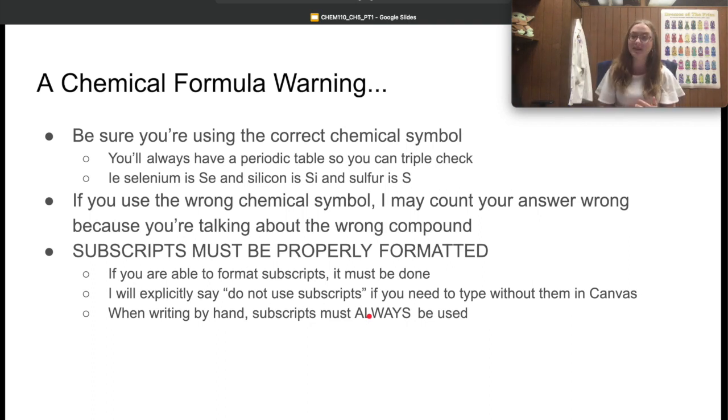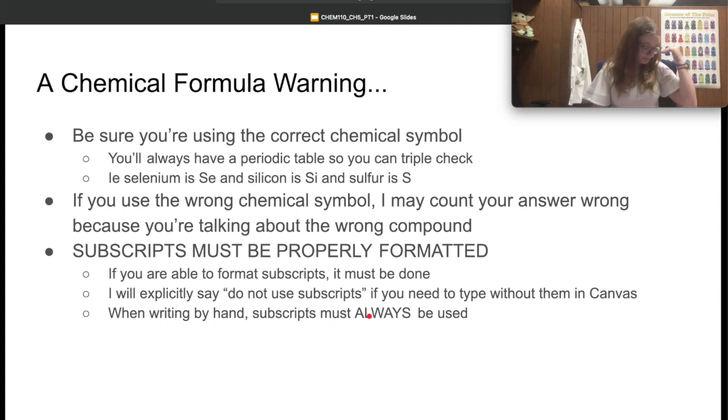I want to say this as well, just to make it explicitly clear. If you use the wrong chemical symbol, I may count your answer wrong because I'm not sure what you're talking about, or you're talking about the wrong compound, okay? So maybe you get a little mixed up and you write capital S, lowercase l for silicon for some reason. I'm not going to know what you're talking about, so there's a chance that your answer is going to be counted wrong. So that's why it's so important that you can use the periodic table to go back and forth between these things so that you know exactly what you're talking about and you can tell me exactly what you're talking about in the end, or whoever is reading your work in the future too, right?